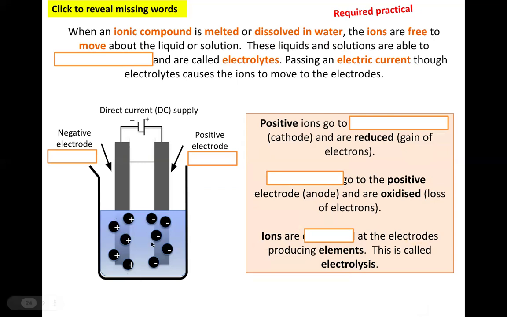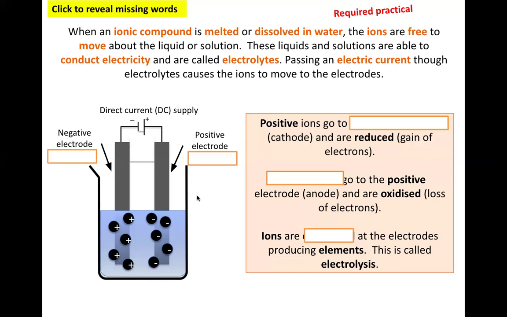It's the positive and negatively charged ions that are able to move around the solution. Now, these liquids and solutions are able to conduct electricity. And so we call this blue stuff down here the electrolyte. Now, with the electrolyte, what we do is with the DC current supply, that allows you to pass an electric current through the electrolytes. And so the ions can now start to move, and they move towards the electrodes.